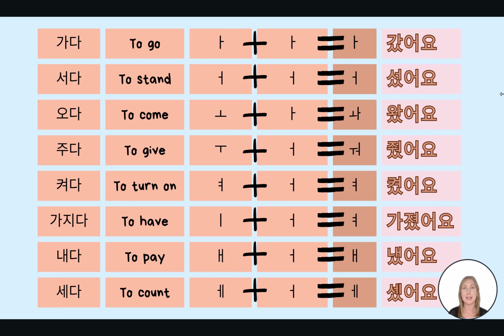Next up is 내다, to pay. Ends in 에. 에 would be followed by 었어요. But when 에 meets 어, it just stays as 에. So it becomes 냈어요. And the last one is 세다, to count, ends in 에. And when 에 meets 어, it just stays 에, and it becomes 셌어요. Alright, so this table really provides you with all the different combinations, how the vowels combine, and then how you can basically conjugate it. This is just for easier flow of the language.